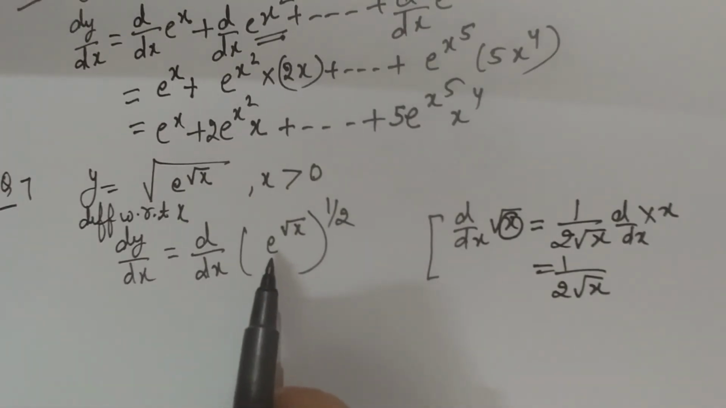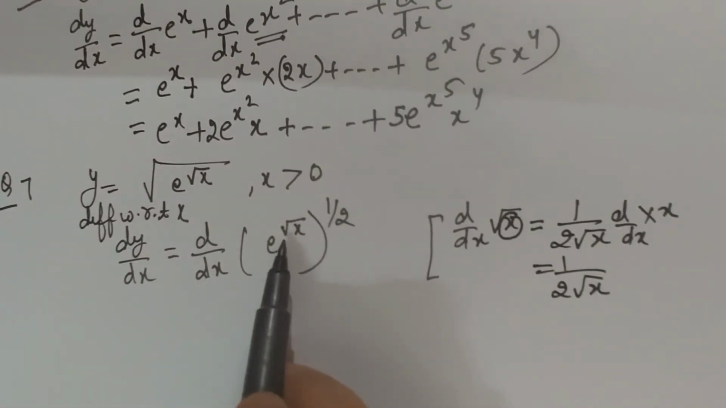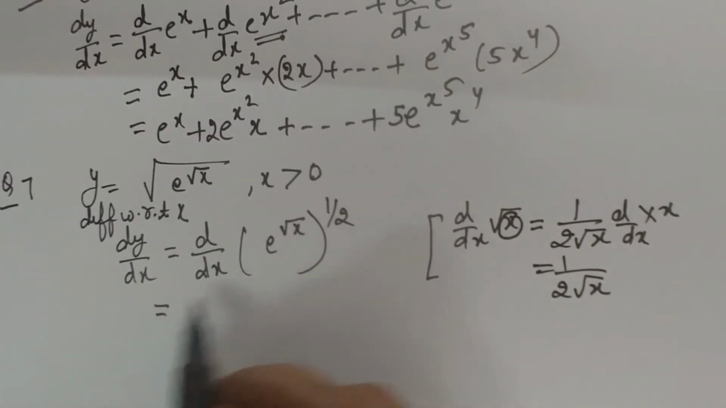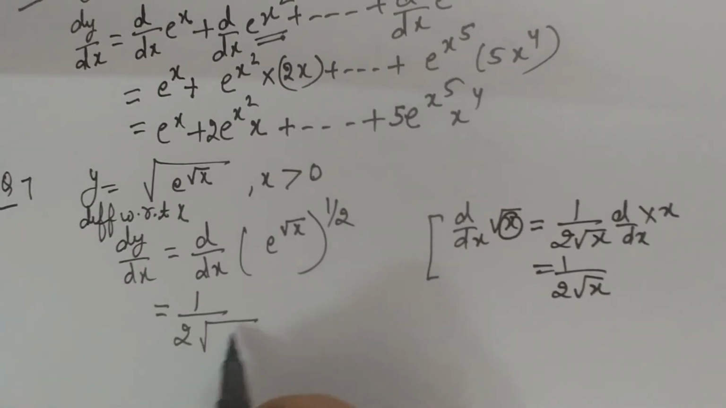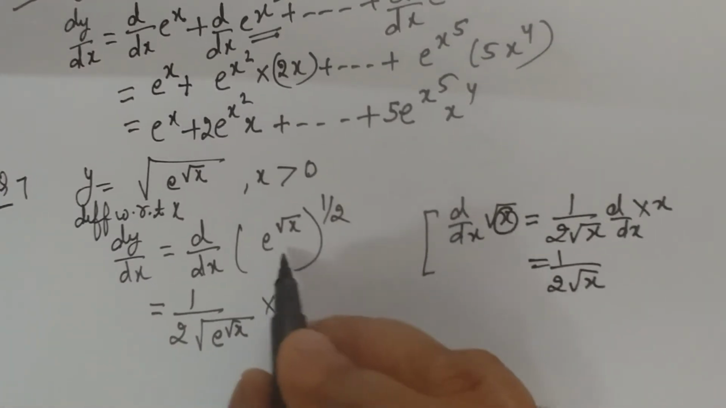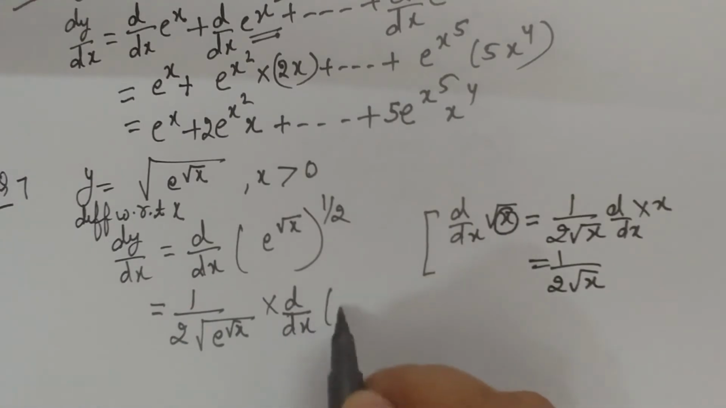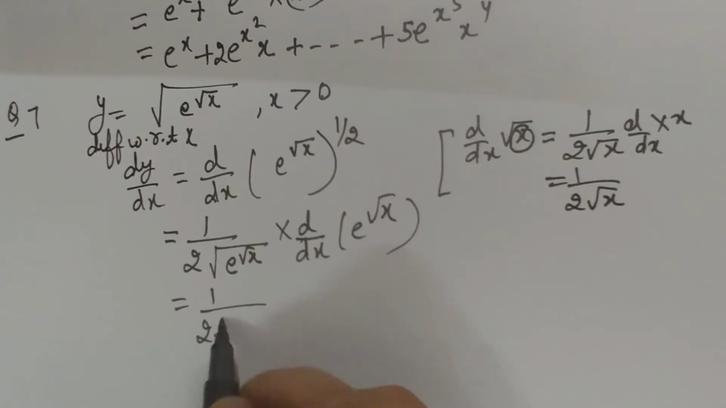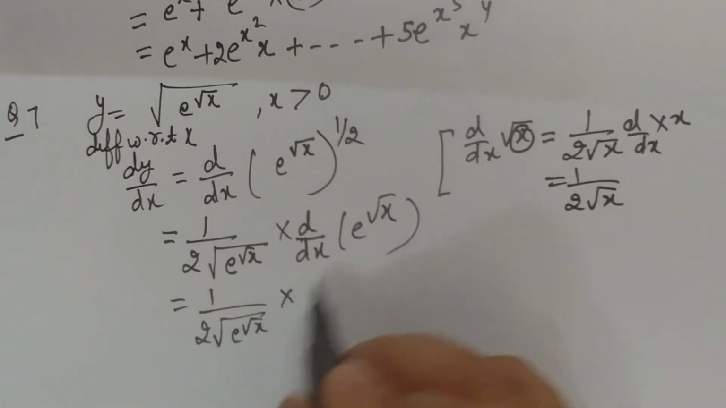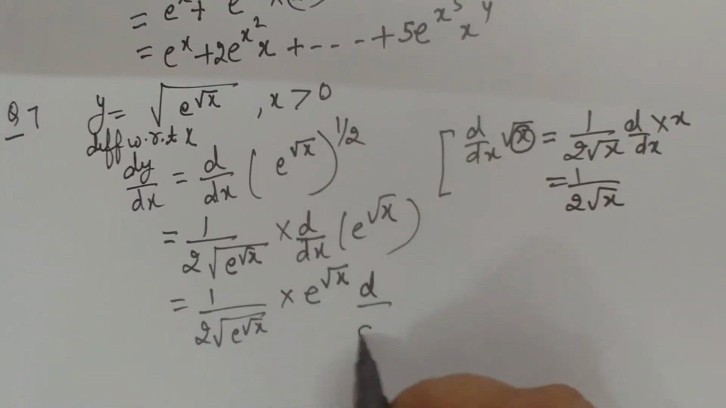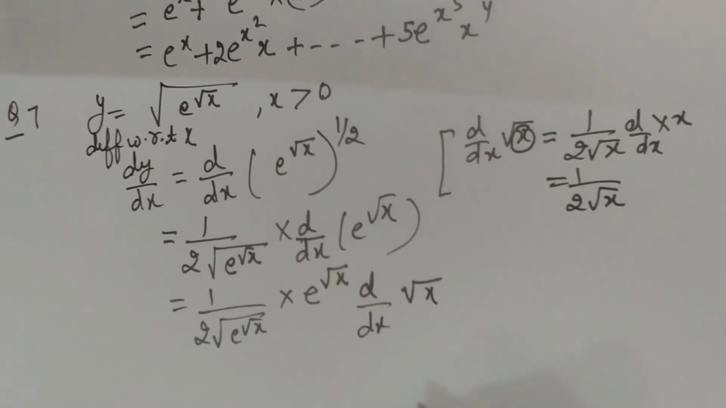So it is something like e raised to power root x. Suppose it is root x, what is the derivative of it? It will be 1 upon 2 root of e root x. And then d/dx of e root x is 1 upon 2 e root x into the derivative of it. e raised to power x is e raised to power x itself, into d/dx of this root x.